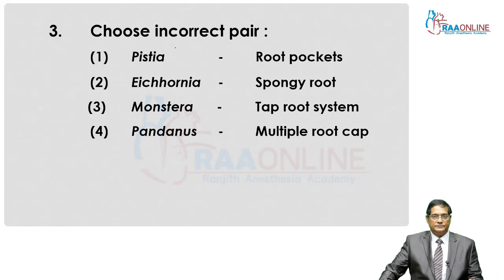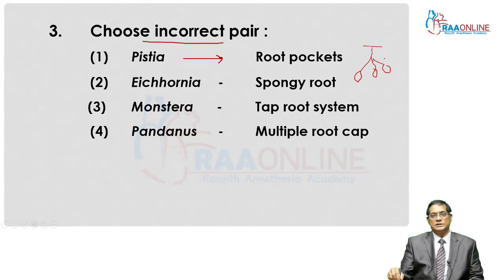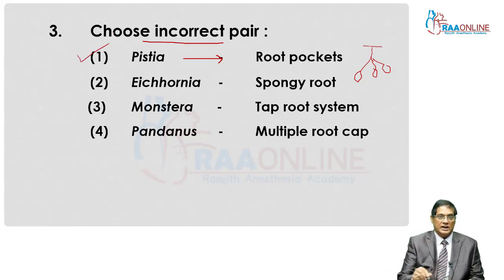Now find the incorrect pair. Pistia is an aquatic plant. It has no root cap. In Pistia, the root cap is not present. Instead of a root cap, root pockets are there. These are air-filled pockets in the root and help in buoyancy. So the first one is a correct pair.